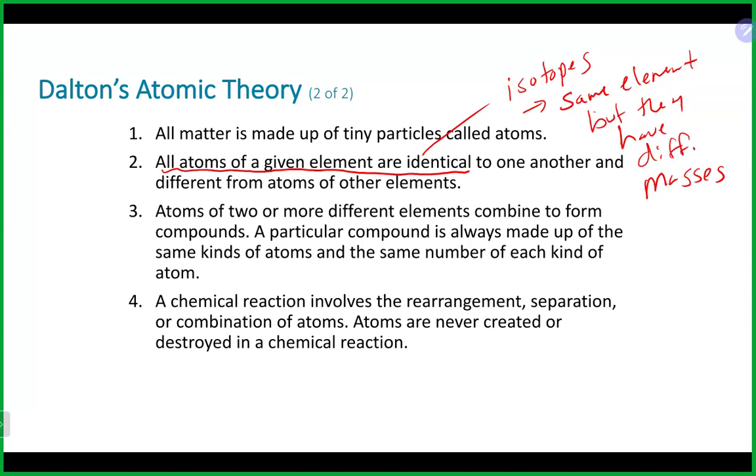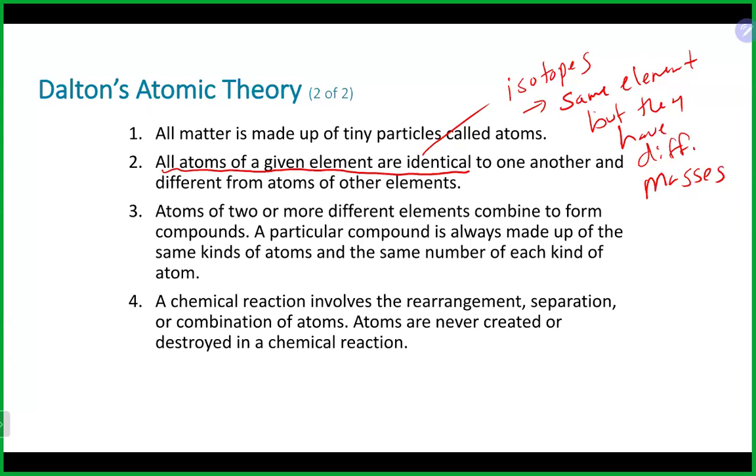So obviously, if they are the same element, but they have different masses, they are not identical to each other, right? So if you have two isotopes of copper, and they have different masses, those atoms are not identical to each other. Otherwise, they would have the same mass. So there is something different. And as we'll talk about, what is actually different in isotopes is the number of neutrons. So the number of neutrons in those isotopes is different, and that is what gives them that different characteristic of different masses.